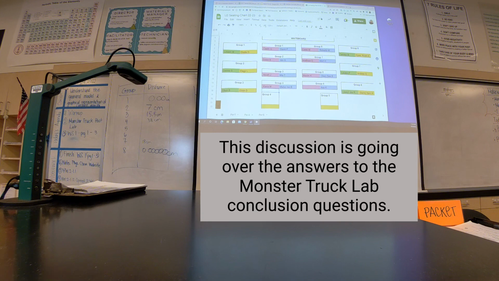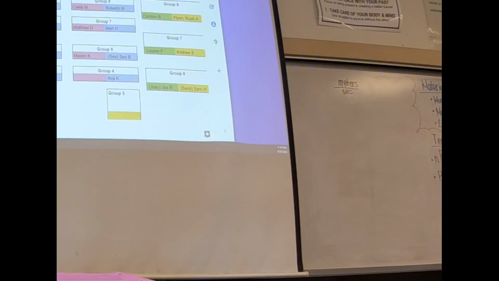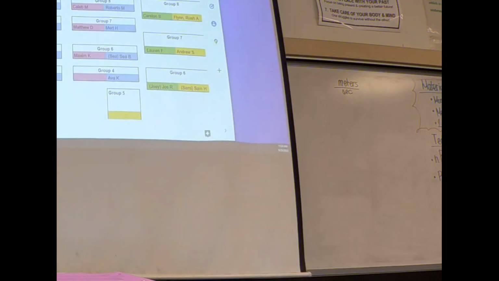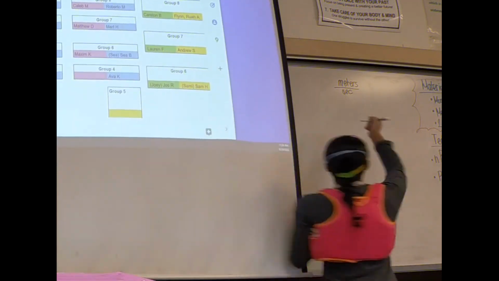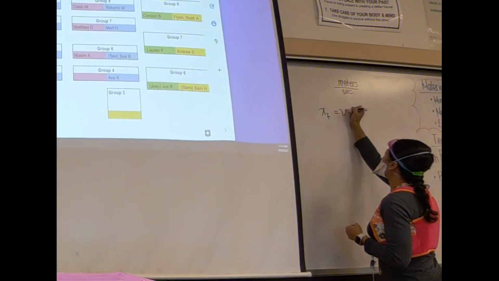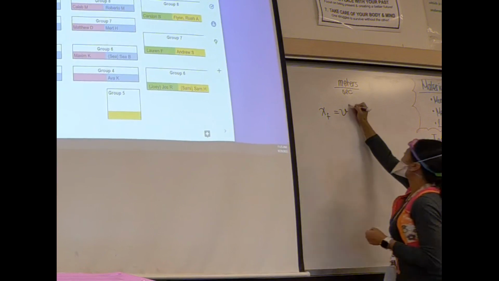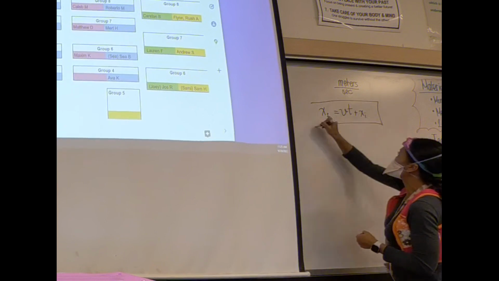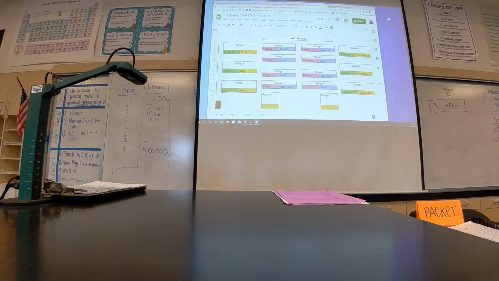And I'm going to write down this very important equation. Go ahead and grab your whiteboard, because this is the equation you're going to be using to do a lot of calculations. It is x final, that's your final position, equals v for velocity times t for time plus x initial. This is your constant velocity equation. We just came up with it from this monster truck lab. Let's go to group number 6. We're going to start doing some calculations with this equation.